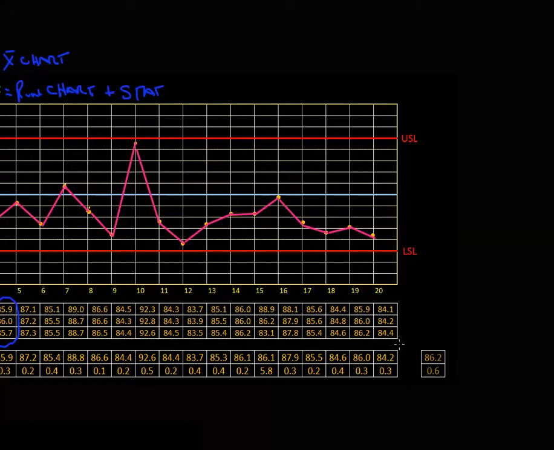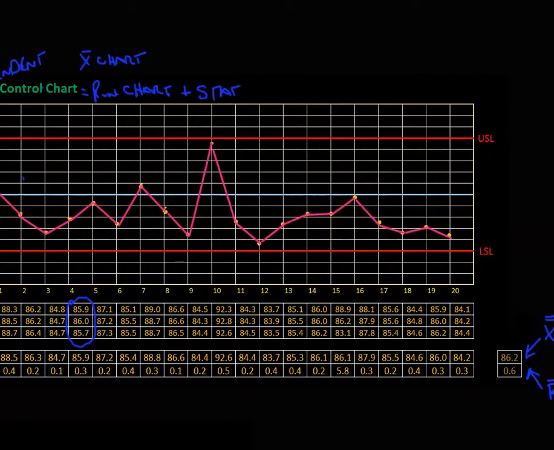We have this value, which is the average of all my X bar values. So it's X bar bar. That's usually called X double bar because it's the average of the average X's. So the term is X double bar. This term right here is the average of my R values. So it's R bar. So I have X double bar and R bar, 86.2 and 0.6 are my values for that. Okay, so here's why that's important.